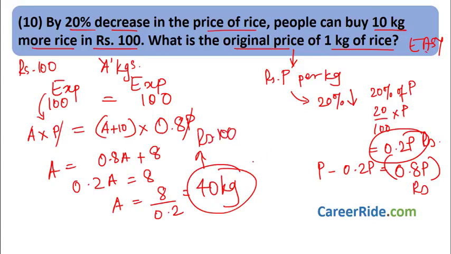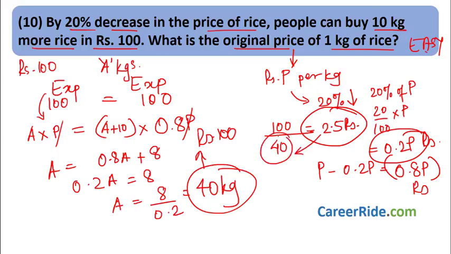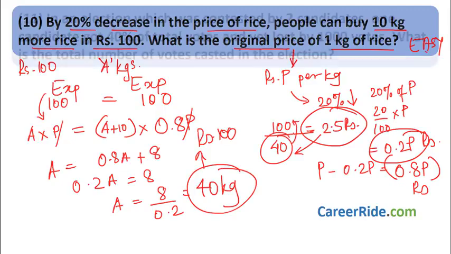So what would be the rate of rice, or the original price of rice? That is nothing but total cost divided by total amount of rice. So bill divided by the rice taken, that would be 2.5 rupees per kg. So rice was 2.5 rupees per kg originally, and because of that people used to buy 40 kg rice in 100 rupees. Moving to question number 11.